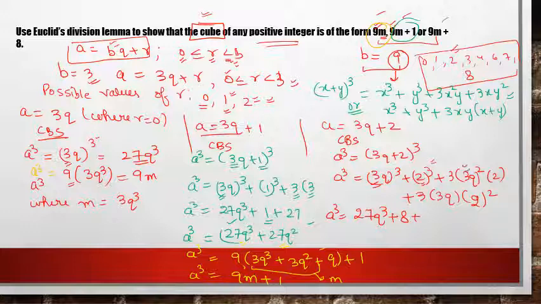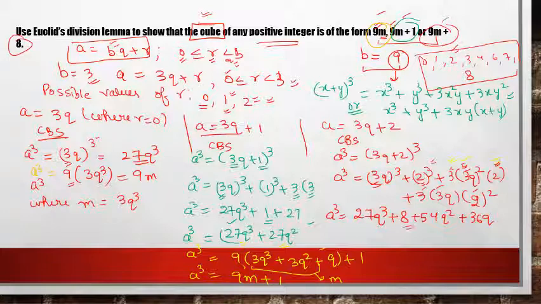3 3s are 9, so let's do it again. 3 3s are 9, 3s are 27, 2s are 54, right? So this will become 54 q square plus 2 2s are 4, 3s are 12, 3s are 36 q. Correct? What we want here to prove is 9m plus 8.